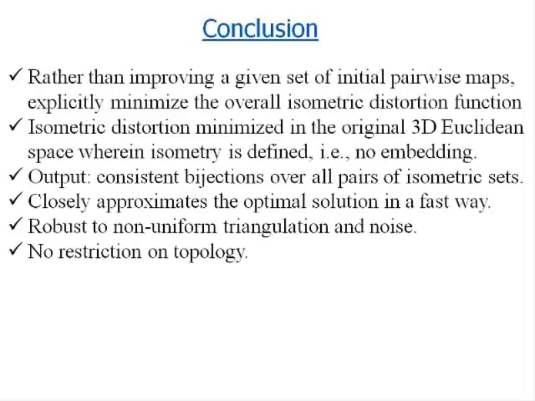And in conclusion, rather than improving a given set of initial pairwise maps, we go and explicitly minimize the overall isometric distortion. And this minimization is done in the original 3D Euclidean space where isometry is defined, so no embedding errors. Our output is consistent bijections over all pairs of isometric sets. We closely approximate the exponential optimal solution in a fast way, and we are robust to several problems like non-uniform triangulation and noise, and we do not have any topology restrictions like sphere topology or something.